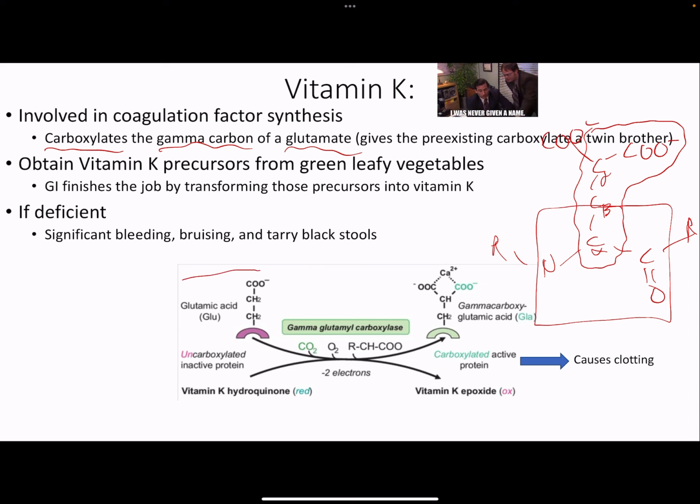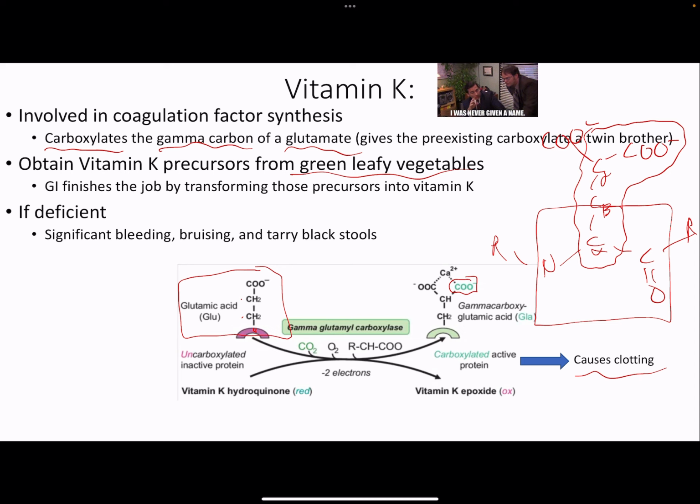Much prettier picture is shown right here. Here's a glutamate on a protein. We have our alpha not shown, beta, gamma, and then we're going to put another carboxylate on it here so that it can do cool, fun stuff with calcium, which we don't have to worry about. It helps us do blood clotting so that if I get cut, I don't die. You also get it from green leafy vegetables like B9, like folate, but remember that the bacteria in your GI system are going to help make the finished product. And if you're deficient, you're going to have lots of bleeding and bruising and bleeding in your stool, and so it's going to look black and tarry.